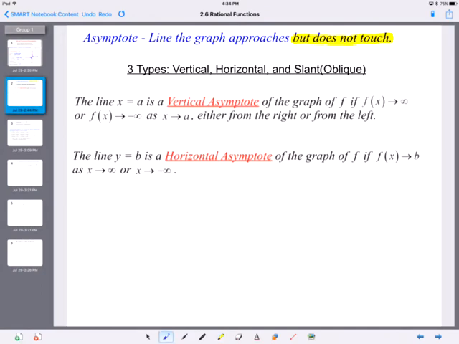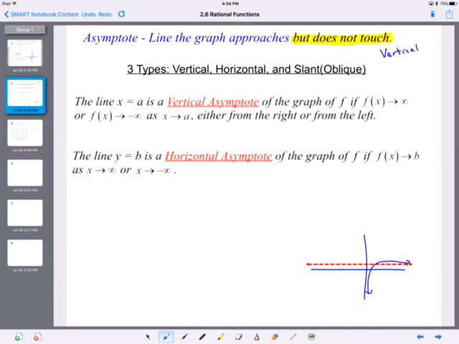Alright? If you're talking about a vertical asymptote, then yes, the graph will not touch a vertical asymptote. That is true. But with a horizontal asymptote, that's not true. You can have a graph where, let's say this is your horizontal asymptote, it can actually cross the horizontal asymptote and then get close to it from the other side.